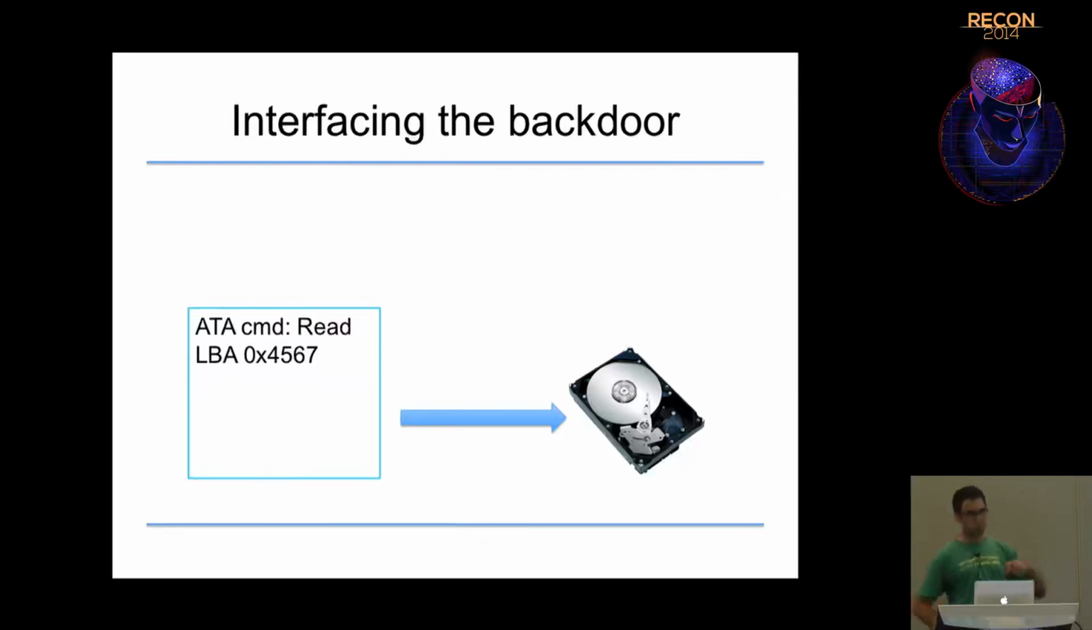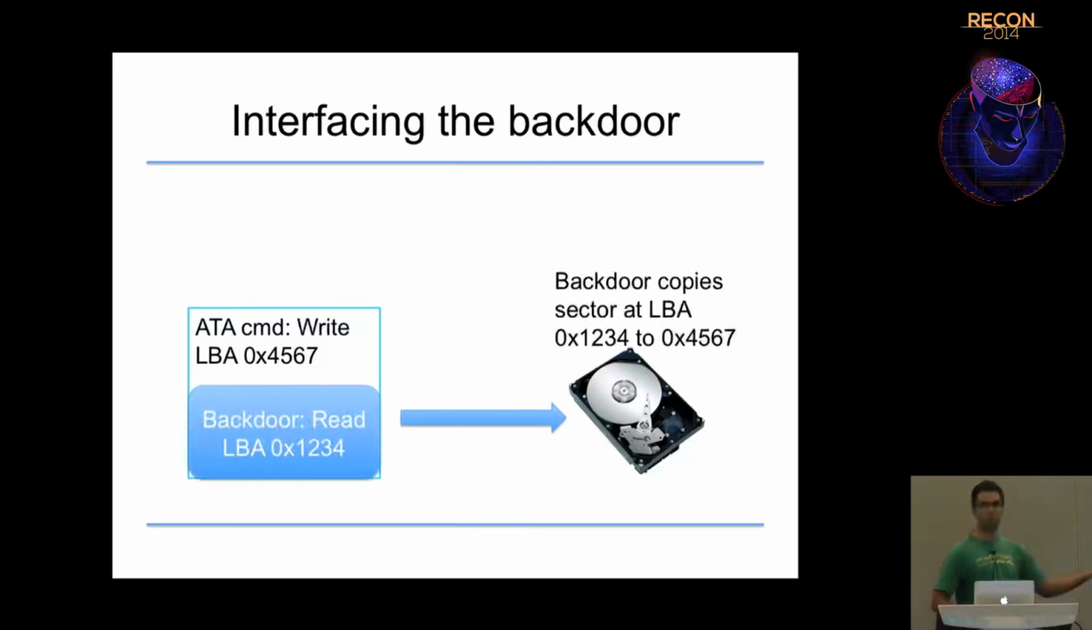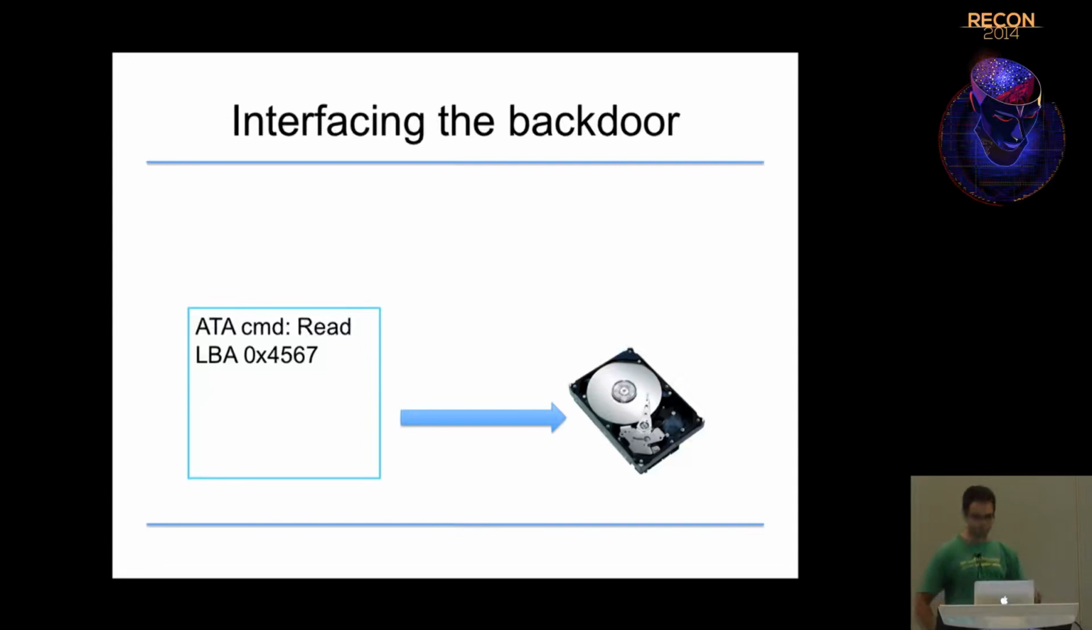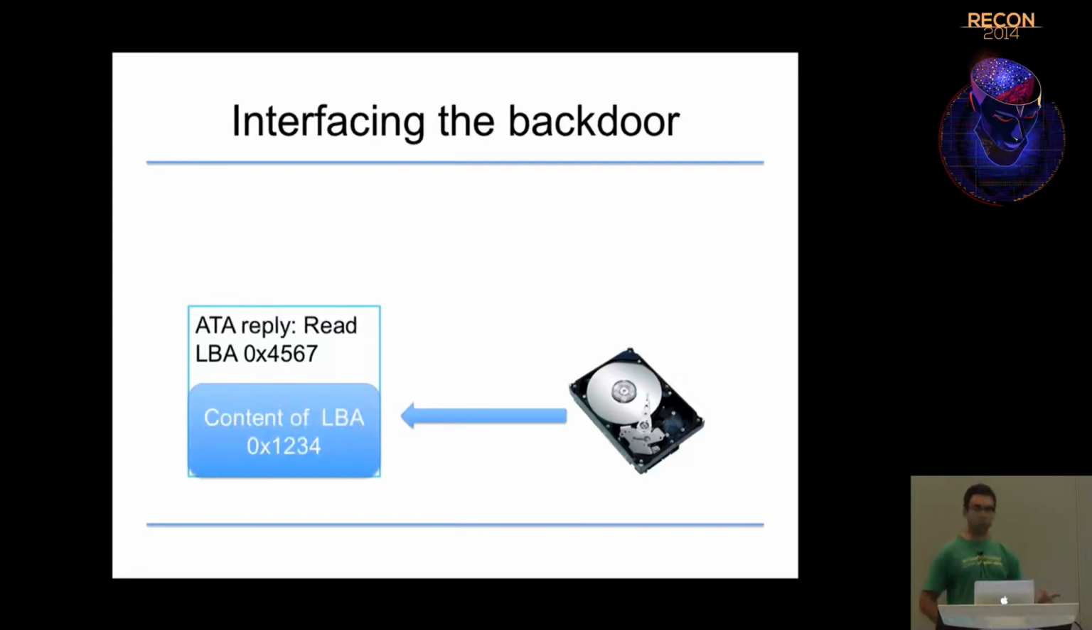And when you send a read command next time for logical block 4567, which is exactly the block where you wrote before, so it means if you, for example, edited a text file, then you would expect to get back the contents of the text file, the hard drive will instead return you the contents of 1234.